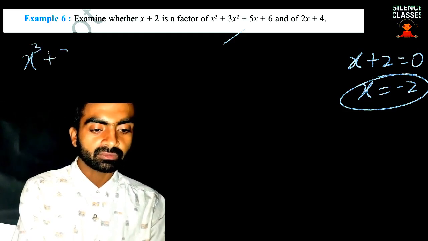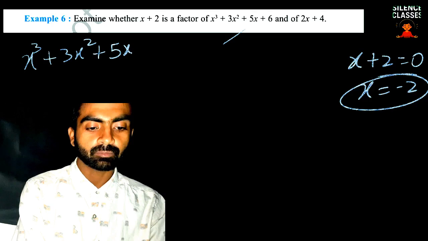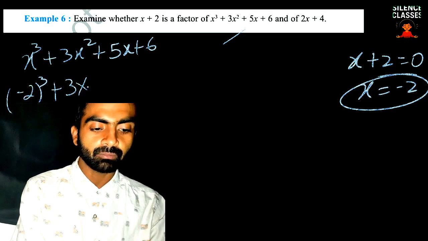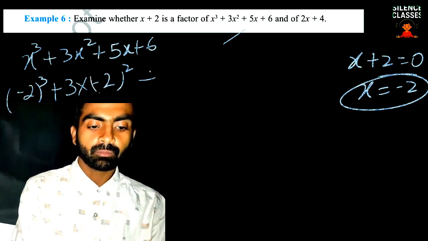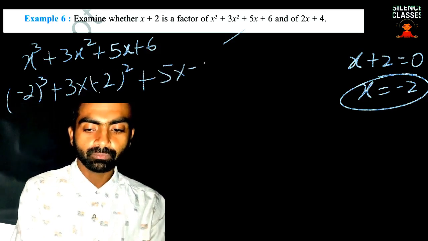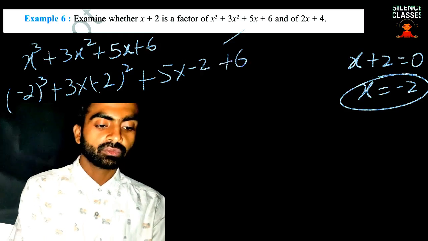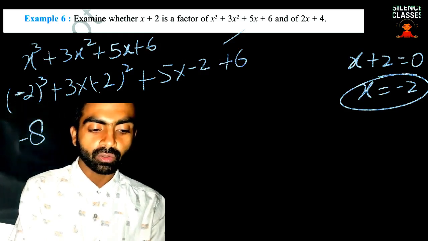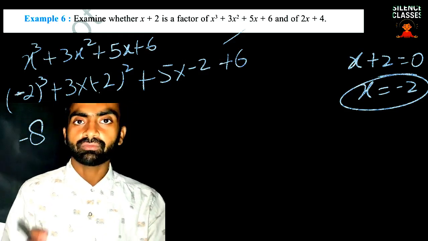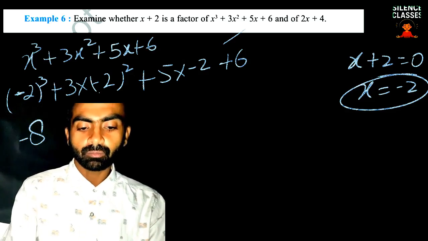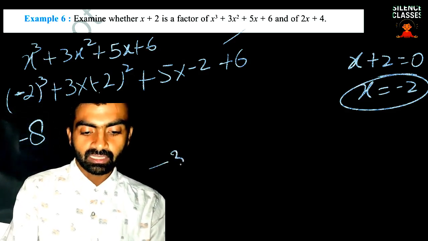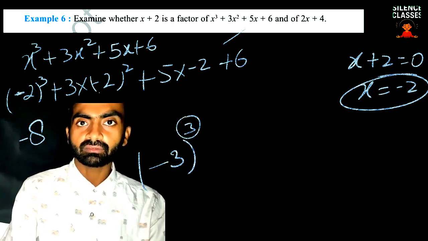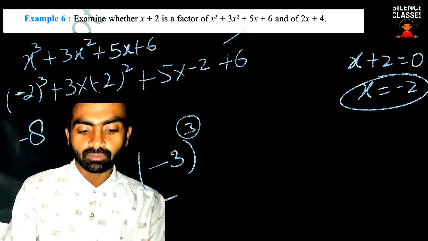x cube plus 3x square plus 5x plus 6. So (minus 2) whole cube plus 3 multiplied by (minus 2) whole square plus 5 multiplied by minus 2 plus 6. So 2 twos are 4, and 4 twos are 8, which means minus 8 will come. One thing I have to tell you: whenever the power is odd, like 3, the answer will always come out negative.